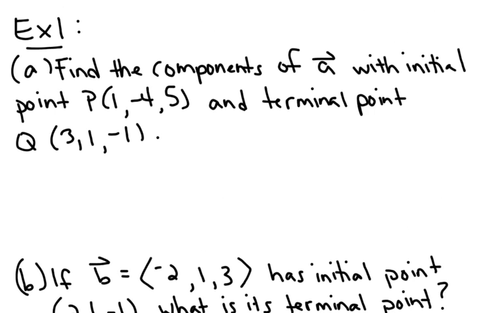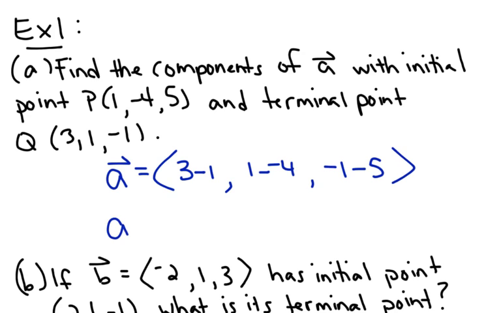So in problem 1, when I want to find the components of vector A with initial point 1, negative 4, 5, and the terminal point 3, 1, negative 1, to find the vector, all I'm going to do is 3 minus 1, 1 minus negative 4, negative 1 minus 5. So vector A must be 2, 5, negative 6.